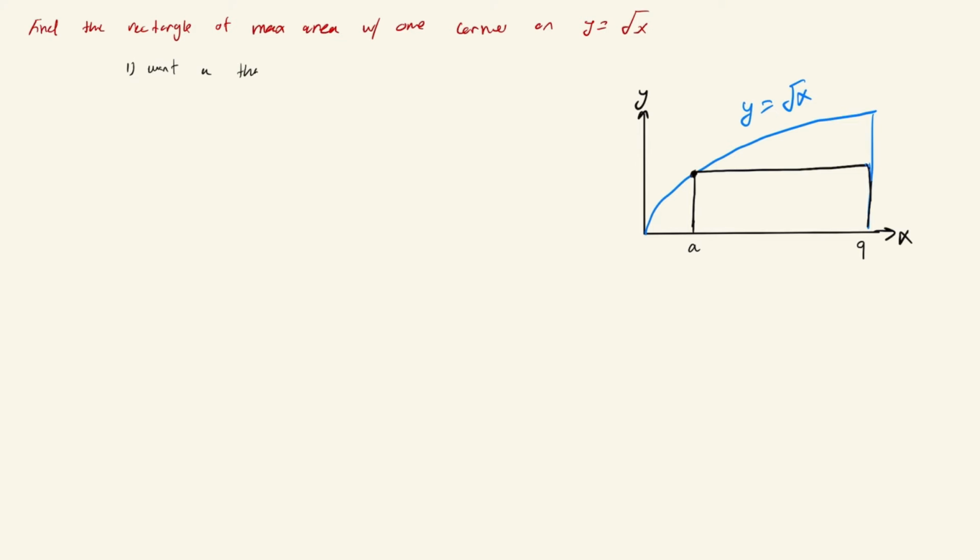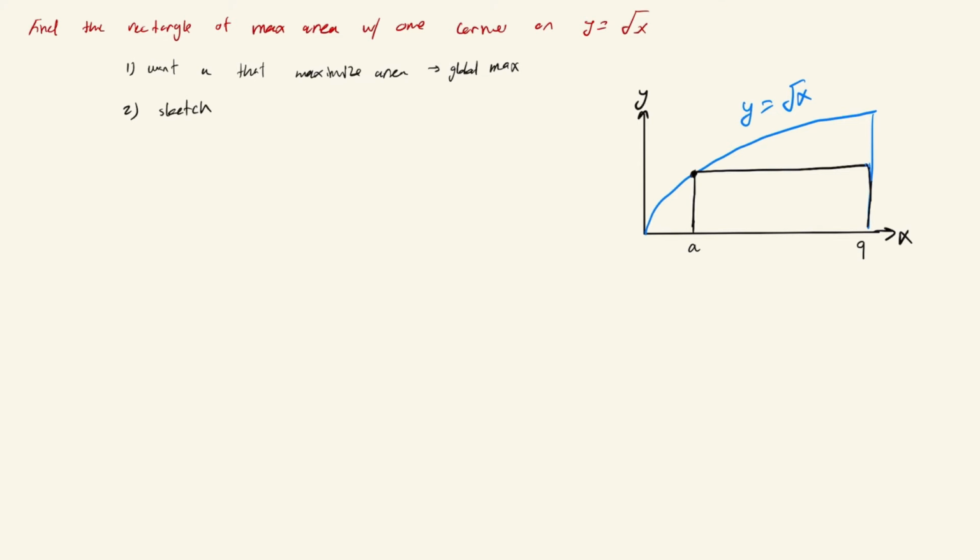So again, the first step is what we want. Here we want to maximize the area of the rectangle. So we want to find the value of a that maximizes this area. So we are looking for the global maximum since we want to maximize the area. The second step is to sketch the problem. Here we're already given the sketch.